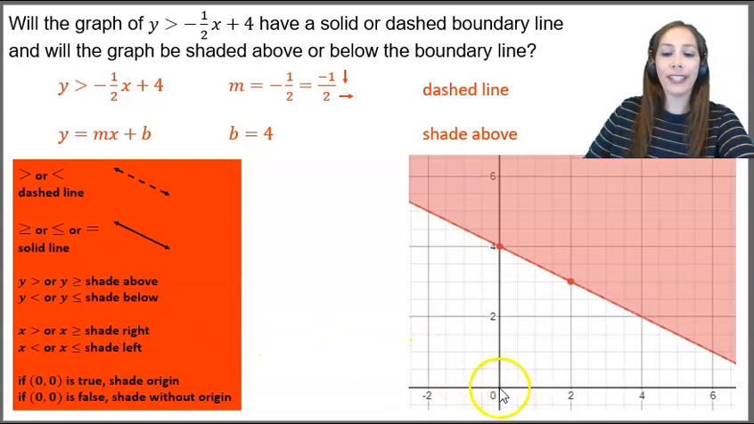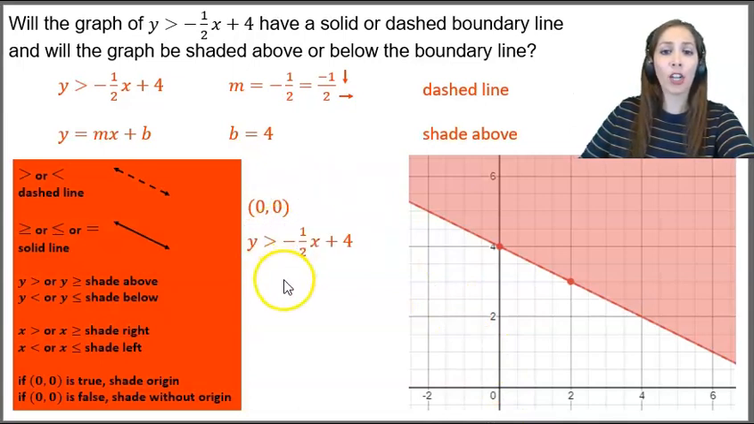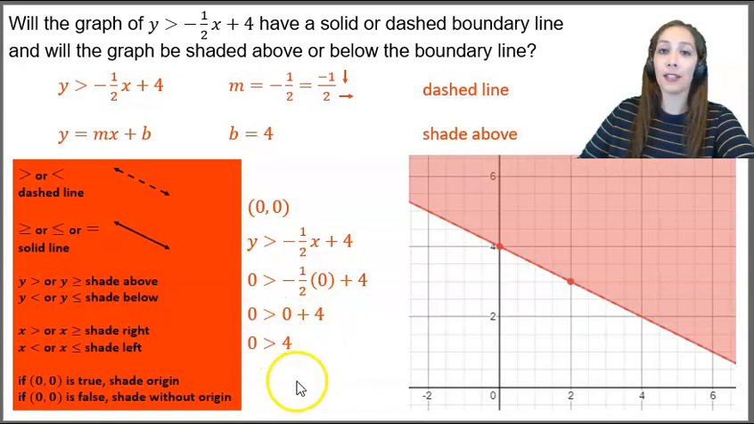Notice my origin right here is 0, 0. 0, 0 is always the easiest number to pick. You can pick other coordinates, but 0, 0 is pretty easy because when you use 0 in equations, a lot of things end up canceling out. So if I have the coordinate 0, 0, I'm going to go ahead and plug that into my original inequality. So that would be 0 greater than -1/2 times 0 plus 4. -1/2 times 0 just ends up being 0, and 0 plus 4 ends up being 4.